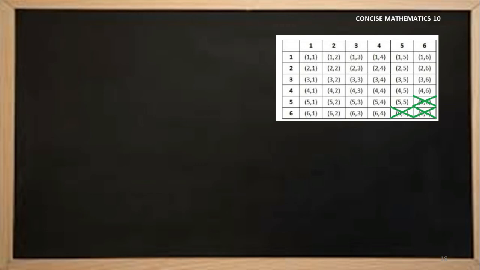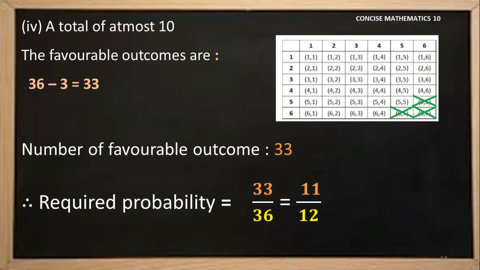Hence, we can take the values up to the sum equal to 10. So, list out all the possible outcomes, that is 33, as there are only 3 unfavorable outcomes. So, the probability is equal to 33 by 36, which is equal to 11 by 12.